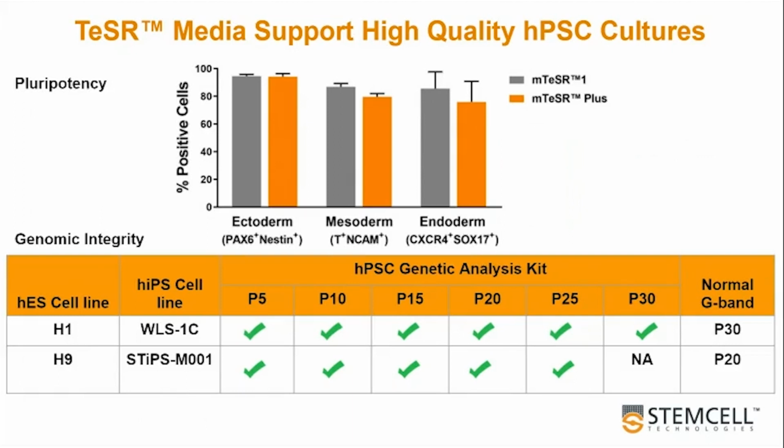The bottom table summarizes the results of genomic integrity tests over several passages. No amplification or deletion are detected using our PCR-based genetic analysis kit every 5 passages, correlating with a normal G-banding karyotype at P20 to P30.